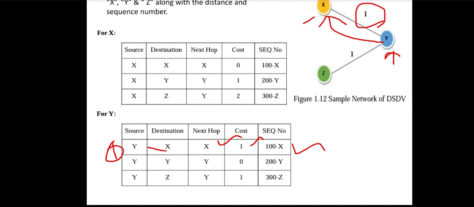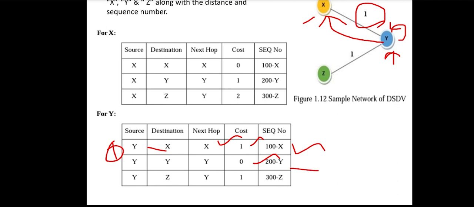The next connection is established from the source to destination, Y to Y itself. So there is no next hop. Since there is no link connection between Y to Y, the cost of my connection is 0. So the cost will be written as 0. And the sequence number may be any random number, so we have mentioned 200-Y.